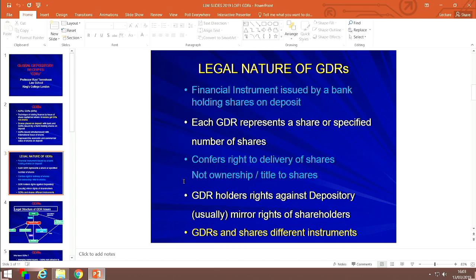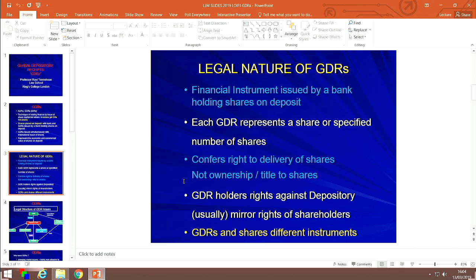It does not make the GDR holder an entity which has got title or ownership in the shares to which the GDR relates. The rights of the GDR usually, and this is a very important word, usually mirror the rights that are contained in the shares on deposit.